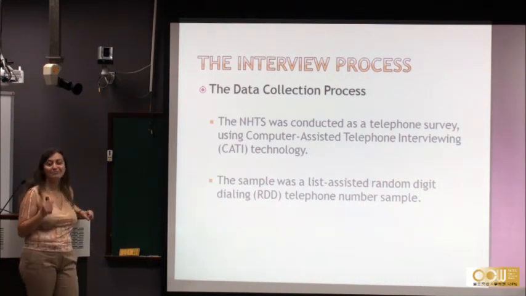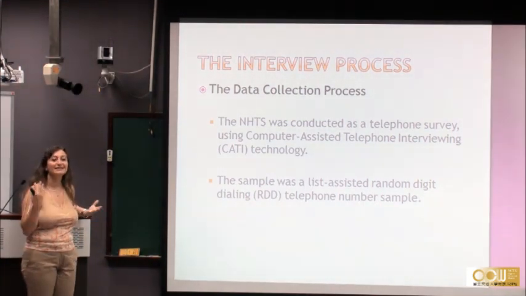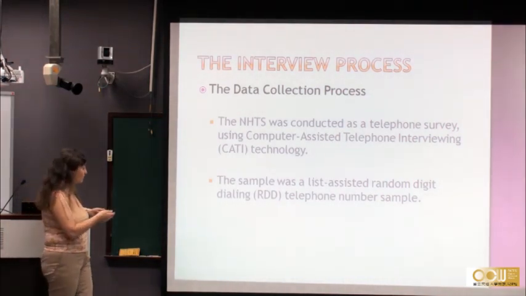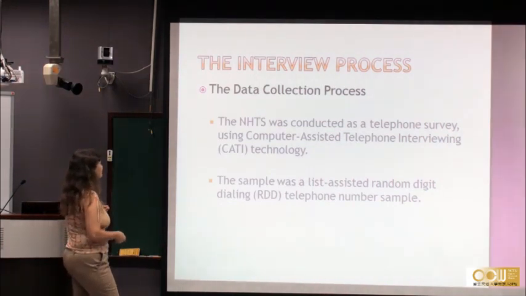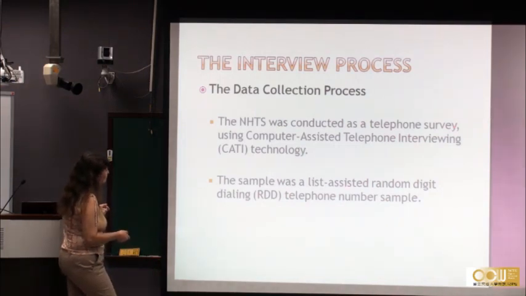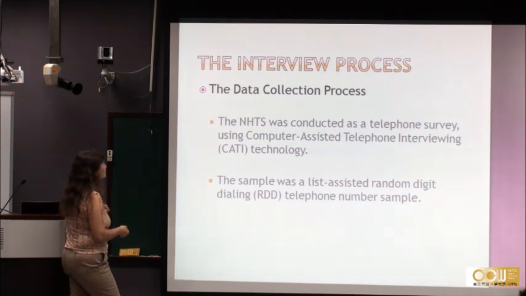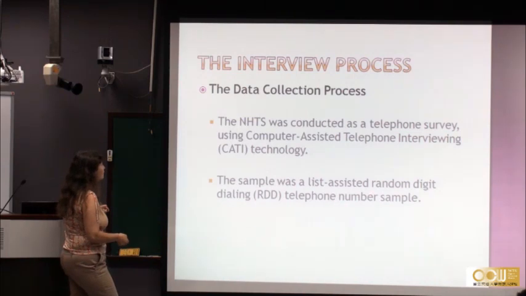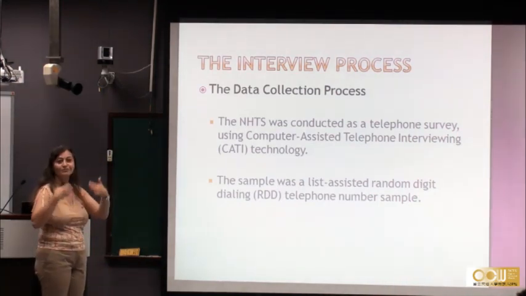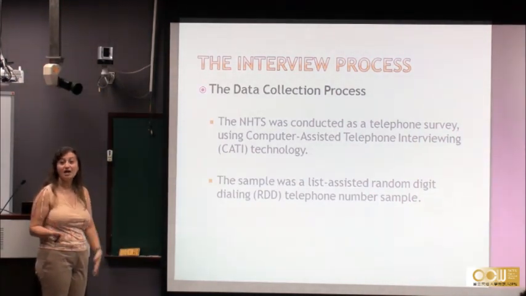You see that they are very much dependent on these telephone numbers. So if many people are switching to cell phone, then this is going to be wrong. So again, it's a telephone survey, what we have seen this morning, assisted with computer, so it's CATI, and the sample was drawn randomly from random digit dialing telephone number sample. Right, so this is the way you see how what I was telling you this morning is applied for NHTS.